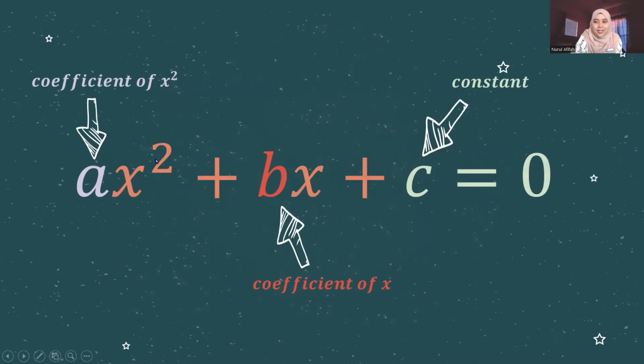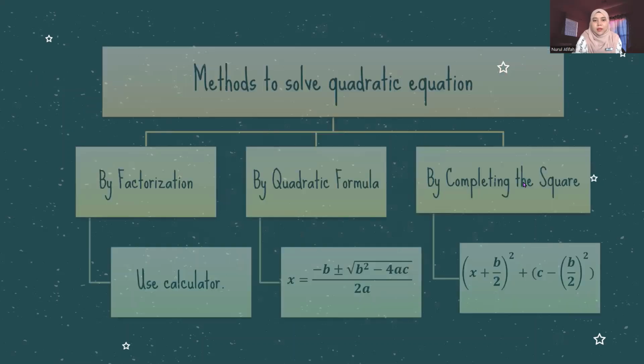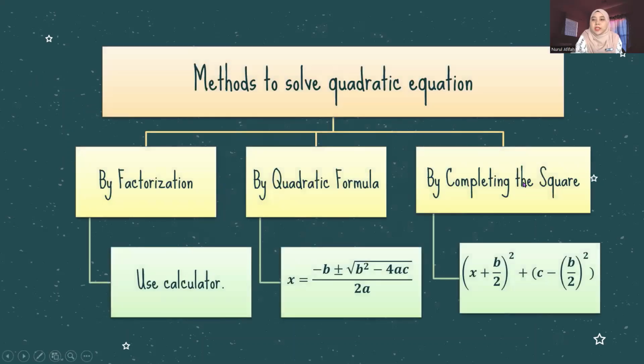And the highest degree for x is 2, where a is the coefficient of x squared and b is the coefficient of x and c is the constant. And it must equal to 0. Okay? Next, methods to solve quadratic equation. We have three methods: by factorization, second by quadratic formula, third by completing the square.